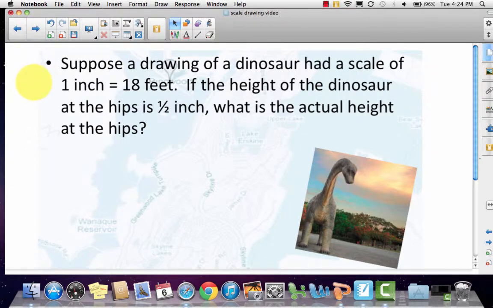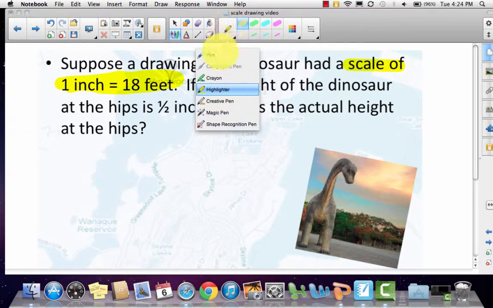So here's our first example. Suppose a drawing of a dinosaur had a scale of 1 inch equals 18 feet. If the height of the dinosaur at the hips is 1/2 inch, what is the actual height at the hips? And as we spoke about in class, when you read through a scale drawing problem, the first thing you want to find is your scale. And we learn right here that the scale is 1 inch equals 18 feet. And this is really important because it's going to help us to set up our proportion.